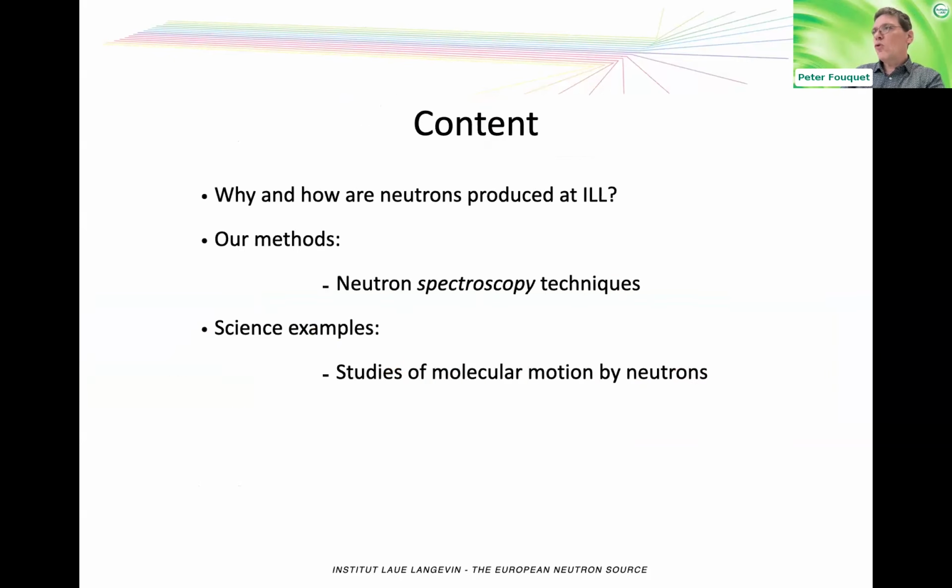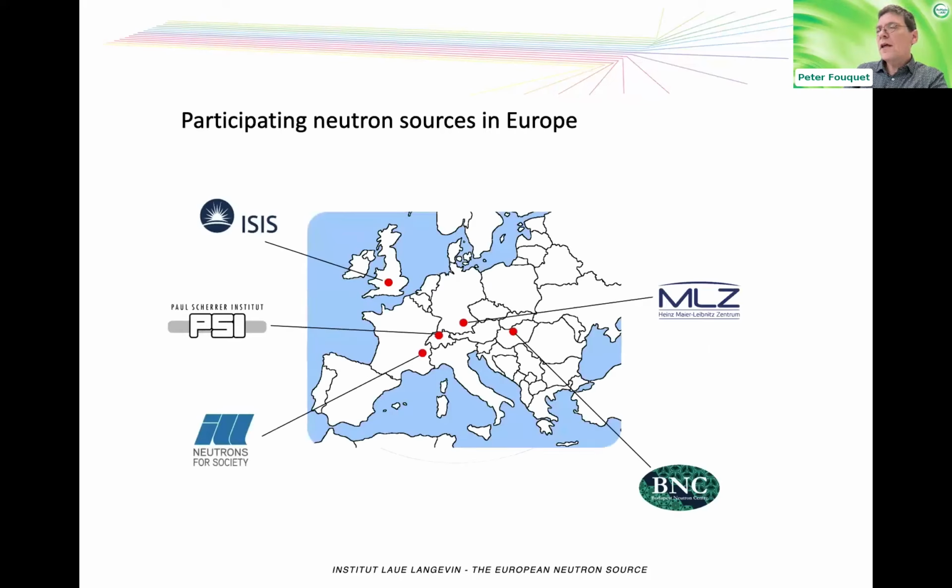So just to give a short content overview, I will first talk a little bit about why we want to use neutrons, how they are produced, specifically at ILL, a reactor source. Then a little bit about different spectroscopy techniques, without going into too much detail. And then I will try to cover in my time a few scientific examples to give you an overview of what you can do and how it's done.